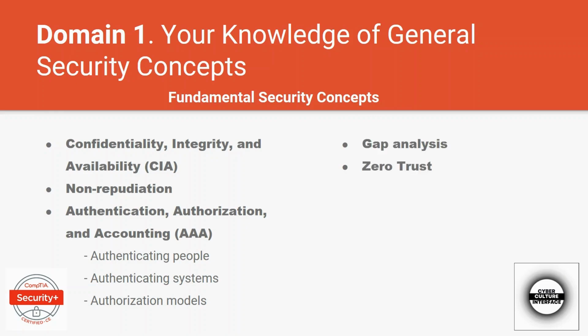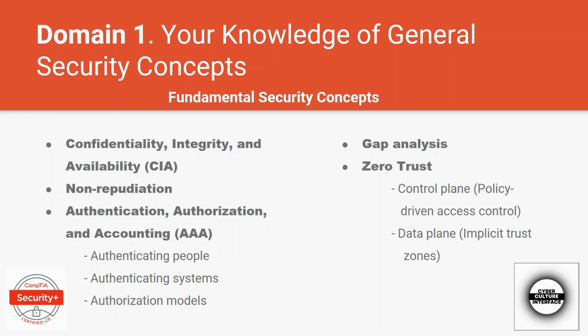Then we have gap analysis, zero trust. Zero trust is basically the fact that within a network or within your environment, you set up a policy that no account or no entity is completely trusted. Everyone must be checked for their authorization or the authenticity of the access they are trying to get. Under zero trust, we have two planes: control plane and data plane. Control plane is policy-driven access control, while data plane is the implicit trust zone. That is maybe you creating zones within your organization, within your network, where certain activities or entities can be trusted.